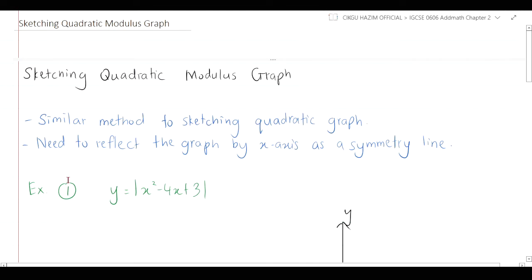But you need to understand that when this y here is modulus, y cannot be a negative value. So you need to reflect all the graph here to the top, and you need to make the x-axis a line of symmetry. Just imagine and assume that the x-axis is the mirror line, and then you reflect everything to the top. That's the thing. You cannot have a negative y value. So it's the same method.